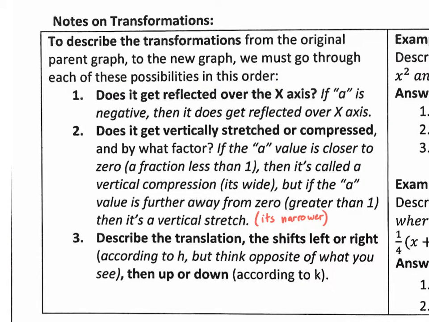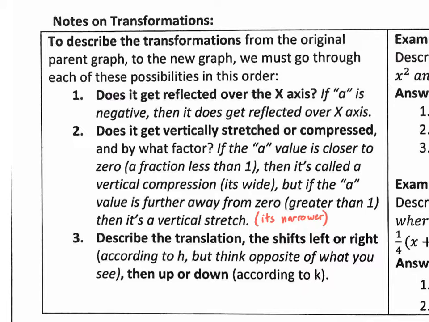So the first thing you ask yourself is, does it open up or does it open down, right? If it opens down, then you say it gets reflected over the x-axis. If the a value is negative, it's going to get reflected over the x-axis. I know we say, oh, it opens down, but using the correct math vocabulary, you would say if the a value is negative, it gets reflected over the x-axis.